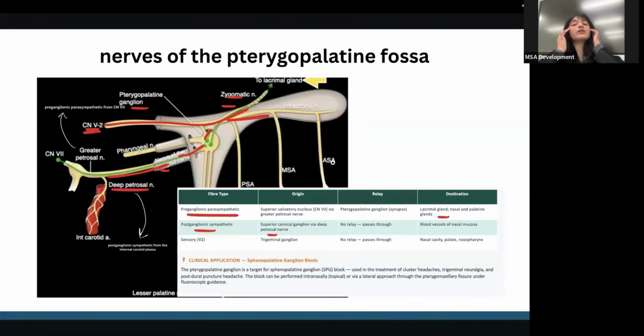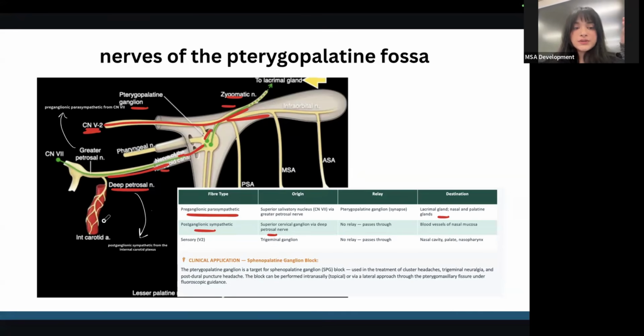Okay? So just a little summary of what we've said so far. The cranial nerve number 7 gives off the greater petrosal nerve. It goes to the pterygopalatine ganglion. It synapses over there. It hitchhikes onto the zygomatic nerve, which is part of V2, and goes to the lacrimal gland. Okay? This is parasympathetic. This is how the lacrimal gland produces tears.